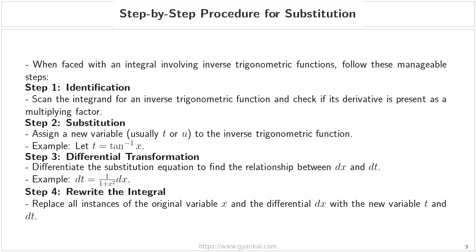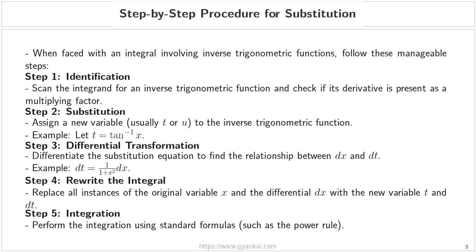Now we rewrite the entire integral using our new variable t and the differential dt. We replace every instance of the original variable x and the differential dx with t and dt, respectively. This transforms the original, potentially complicated integral into a simpler one, hopefully one we can solve using standard integration techniques.